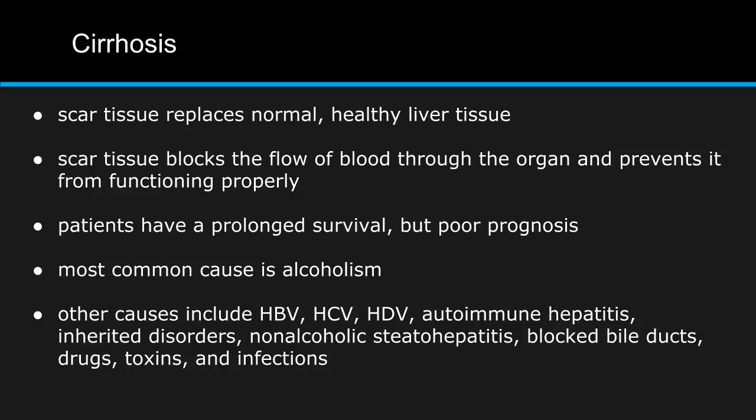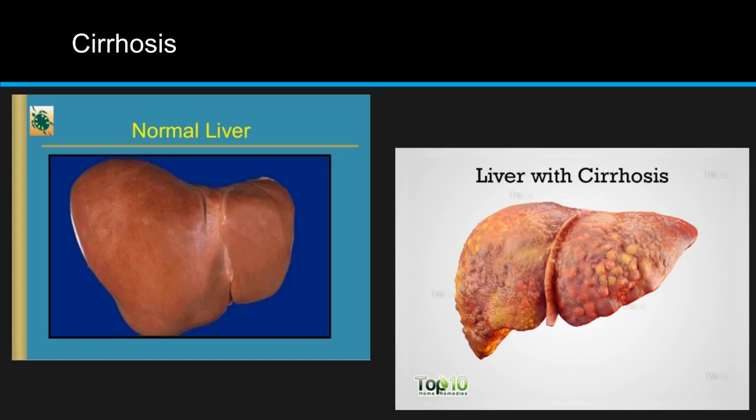In the United States, the most common cause of cirrhosis is chronic alcoholism. Other causes of cirrhosis include chronic hepatitis B, C, and D virus infection, autoimmune hepatitis, inherited disorders, non-alcoholic steatohepatitis, blocked bile ducts, drugs, toxins, and infections. Here we have a comparison between a healthy, normal liver and a cirrhotic liver.